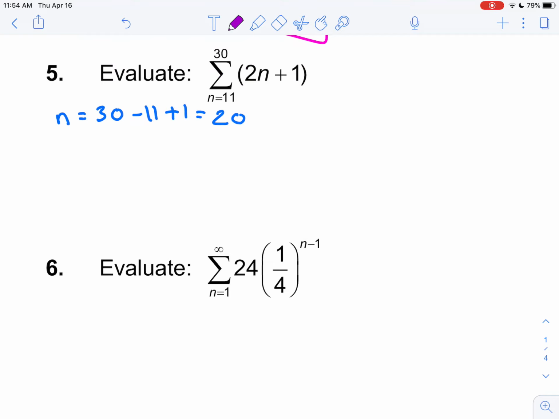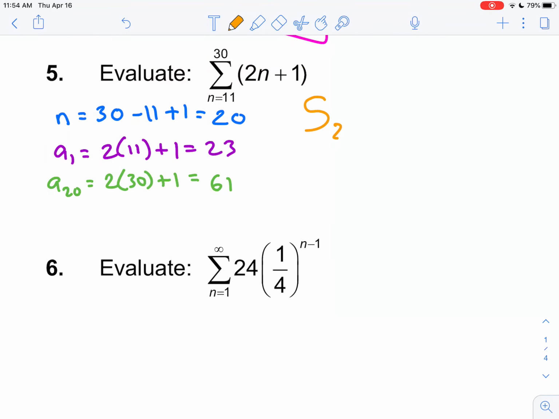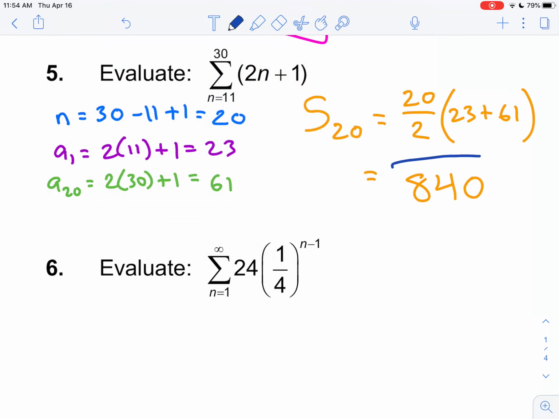And then I need to find the first term, which is going to start when n equals 11. So 2 times 11 plus 1 gives us 23. Shout out to Michael Jordan. And then our 20th term, which is the last term, happens when n equals 30. So 2 times 30 plus 1 equals 61. So now we are set to find the sum of those 20 terms. So 20 divided by 2. The first term was 23. The last term was 61. Grab that calculator. 840 is the sum.